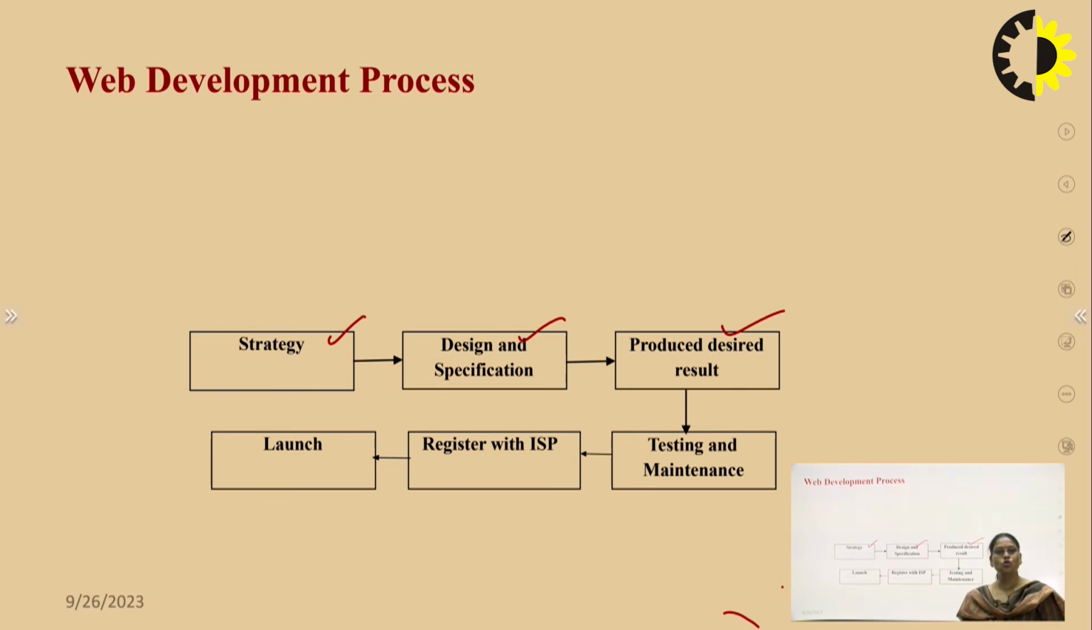Once testing is done at the developer side as well as the user side and it is ready for deployment, we have to register with the ISP. We take a domain and host the website over the net. Finally, we launch. So this is the whole process of web development: how we can create the website, implement and test it, and how we can launch it. Thank you so much.